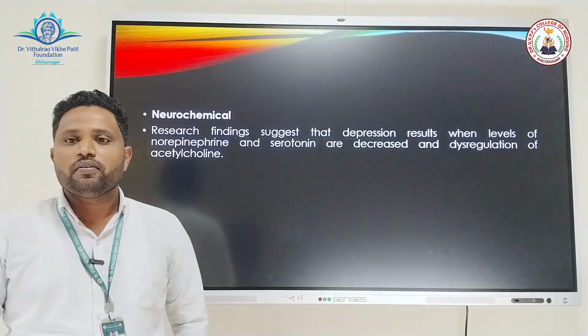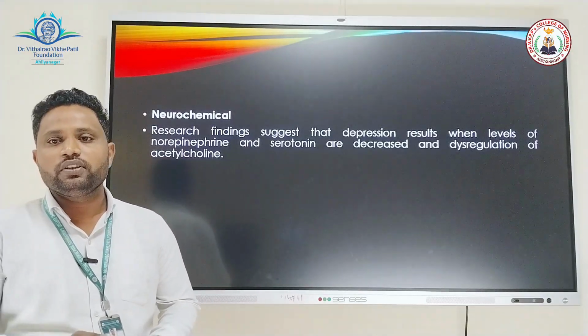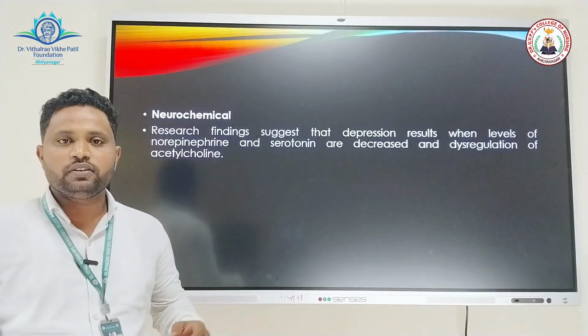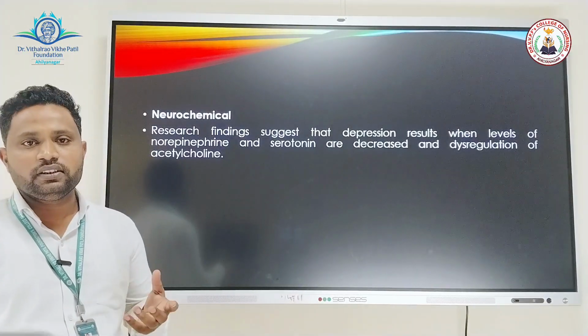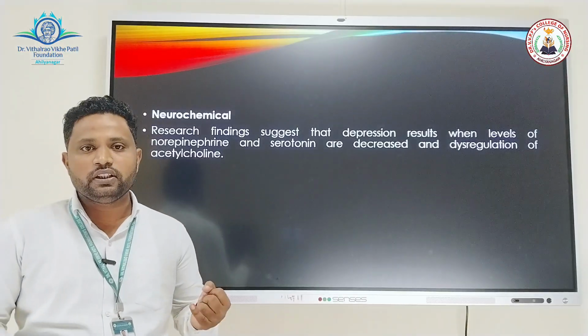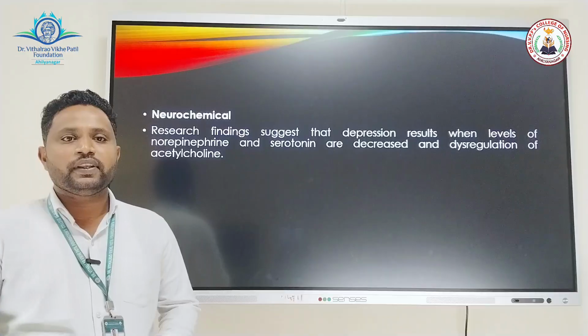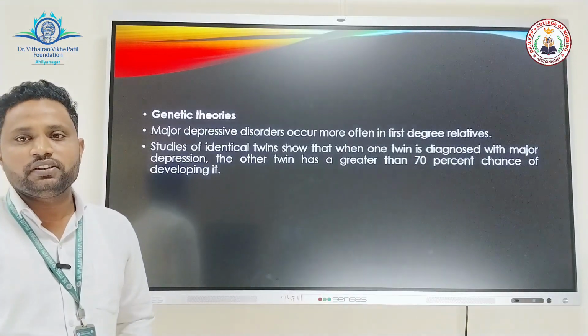So first is neurochemical theory. According to this neurochemical theory, depression is mainly due to the alteration in the level of neurotransmitters, that is serotonin and norepinephrine, that can cause the depression. Then second is genetic theory.